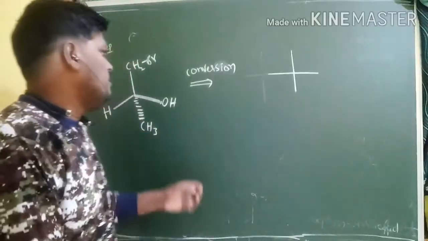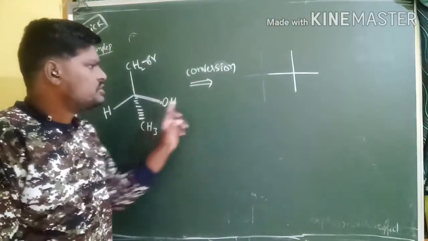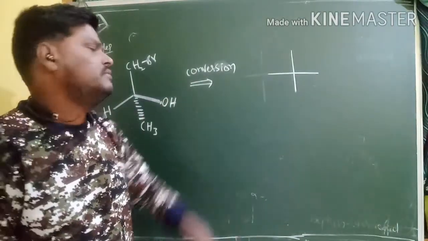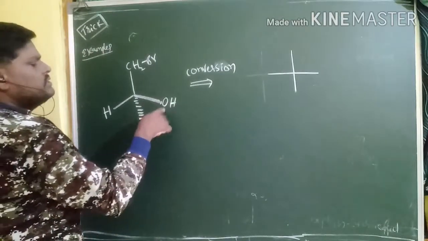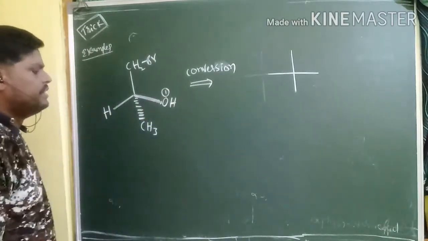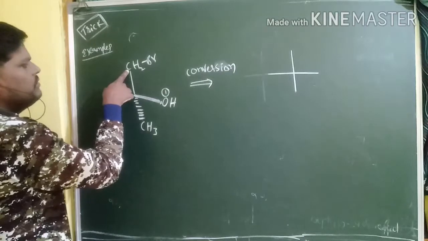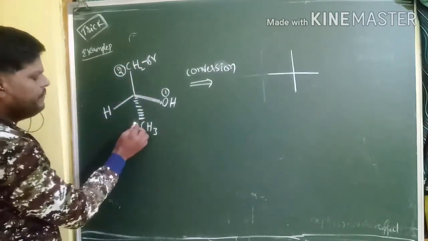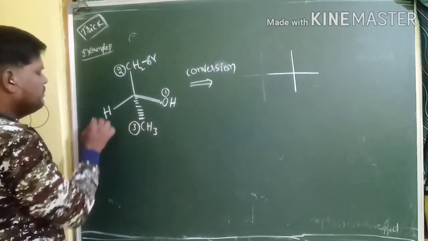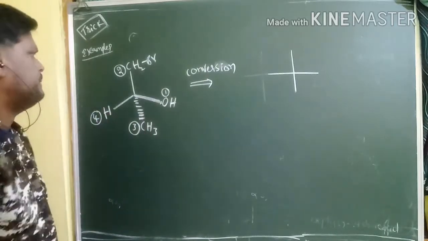Next, interconversion, Wedge-dash to Fischer projection. So here, what are the first priorities? Of course, oxygen first priority. Next, carbon, carbon. Next, second highest priority, bromine. That's why this is the second priority. Third priority, least priority here.